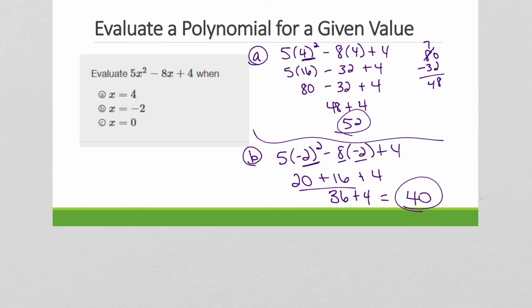All right, last one. So now we're going to put 0 in. This one's the easy one. So the 0 squared, 0 times 0 is 0. 0 times 5 is 0. -8 times 0 is 0, so all of these are 0, plus 4 is 4.